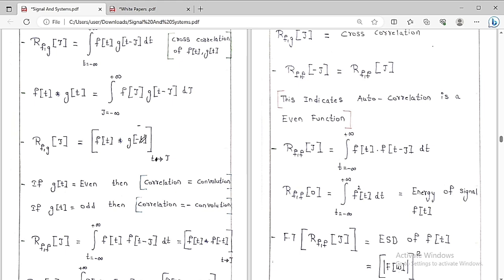Suppose g of t is an odd function, then g of minus t is equal to minus g of t. So take the minus common, then we are going to get correlation is equal to minus of convolution. So this is a very easy thing. I don't have to explain.